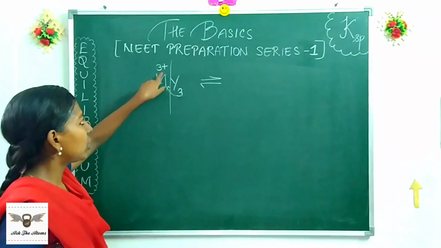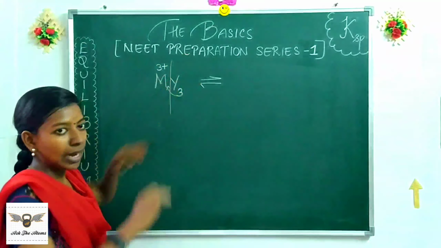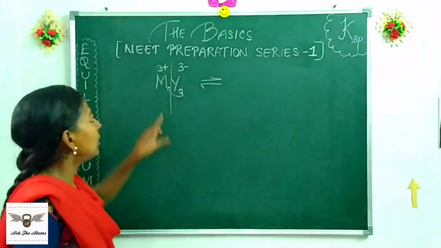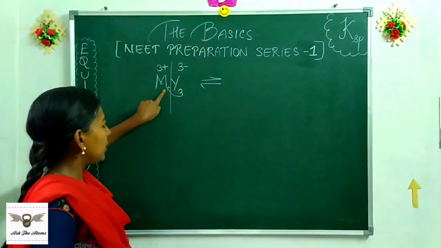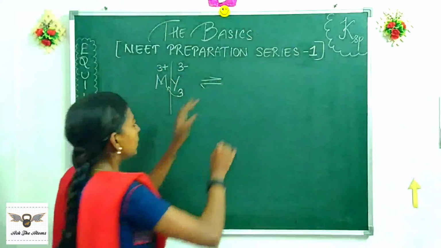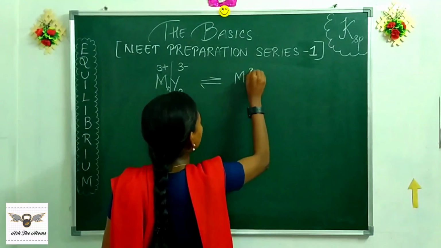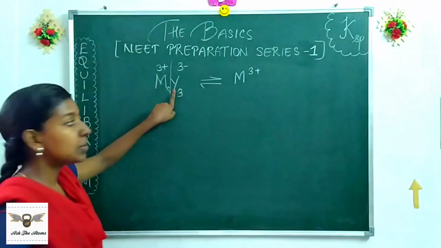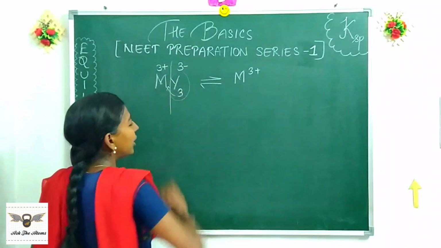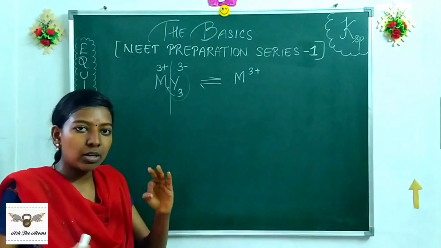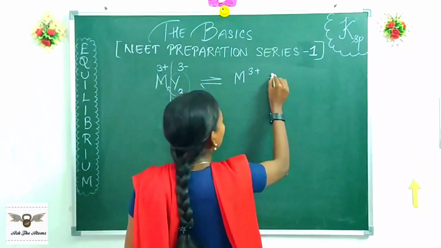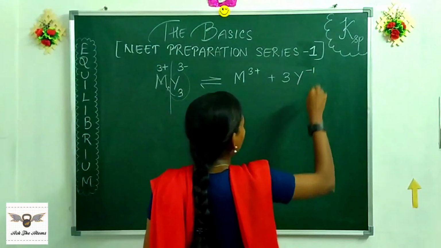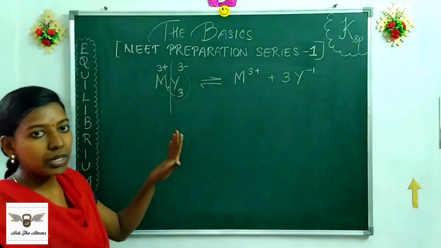Now remember, if this is going to have a charge of 3 plus, the anionic side is also going to have a charge of 3 minus. Only then can the salt remain neutral. Now see, 1M is present, which has a charge of 3 plus, so I write 1M with a charge of 3 plus. And here you think about Y. There are 3 Y's, and totally they amount to the charge of 3 minus. So there are going to be 3 Y's, and each of them is going to share 1 minus charge. That's it, we have written our equation.